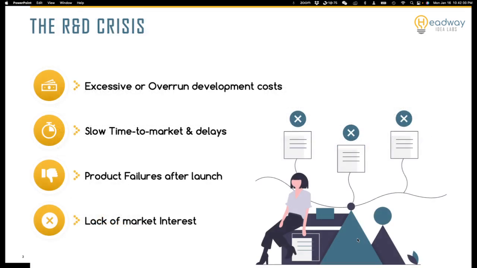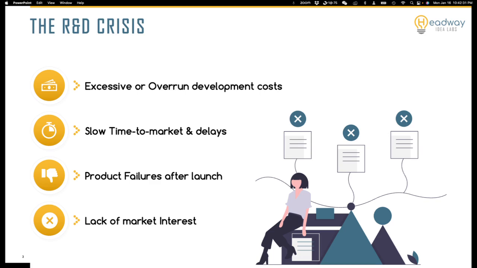So, R&D crisis, what do we see? Excessive overrun of development costs, slow time to market, and delays. There are times that we were launching new products and we would tell the customers that the product is coming out in 6 months, and then another 12 months has gone by and the product is just slowly coming out. We run into these problems when we don't take the proper steps to developing and doing the research properly. Then, product failures after launch.